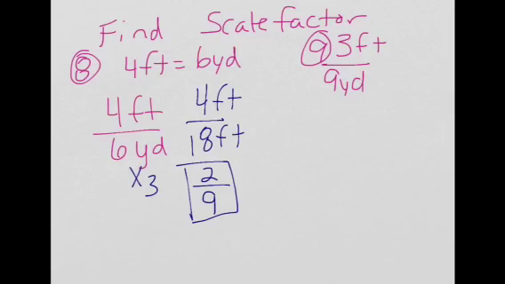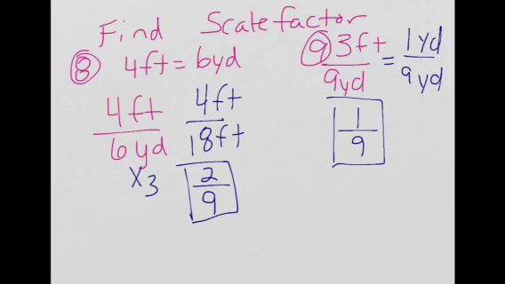Now here I have 3 feet, so that is the same as 1 yard. So I can go ahead and change it to a yard. The 9 stays the same. Because the labels are the same, we can simply look at the fraction and see if we need to reduce it. We don't, so it's 1/9.